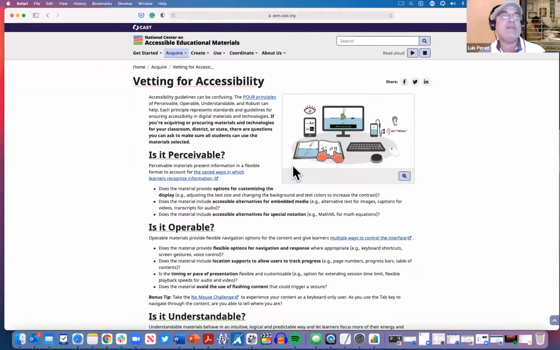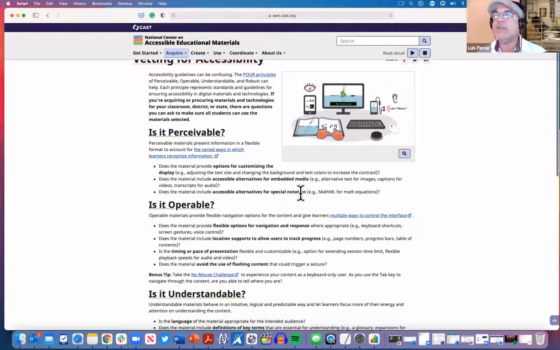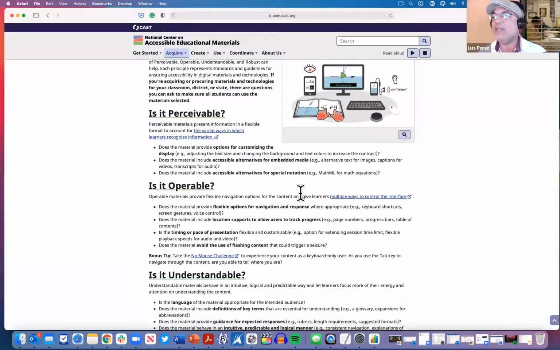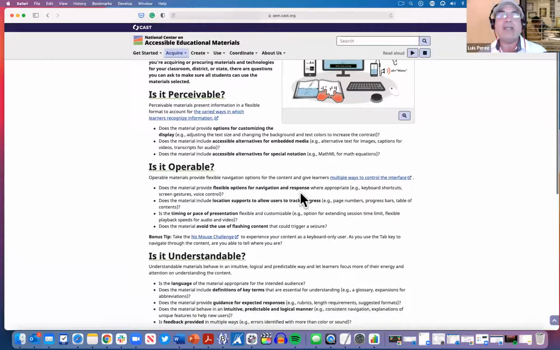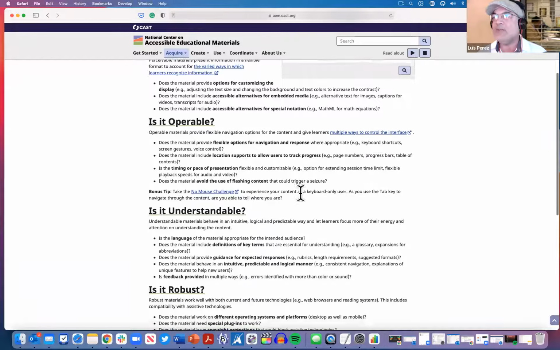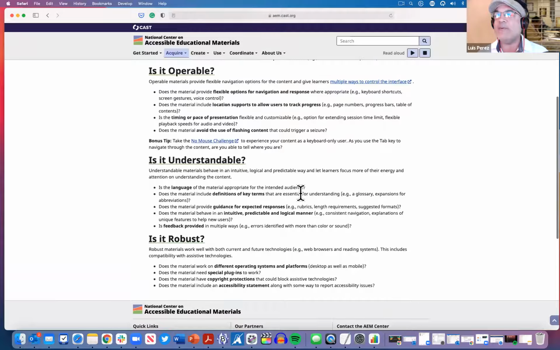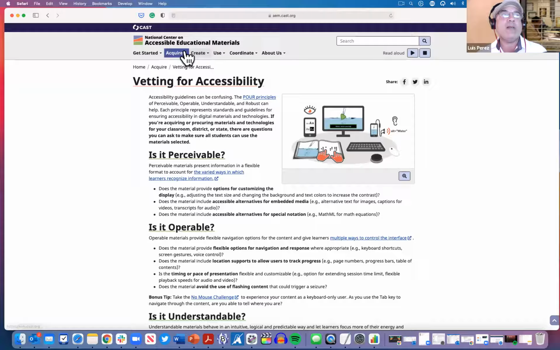The other page, it's on the same tab and it's under vetting for accessibility. Again, it's those questions that you can use to evaluate content for accessibility based on the Web Content Accessibility Guidelines. Is it perceivable? Can everyone get to the information and use it? Is it operable? Can people navigate in a variety of different ways? Is it understandable? Is it intuitive, easy to use? And then is it robust? So does it work across a range of different platforms? So these are helpful resources.